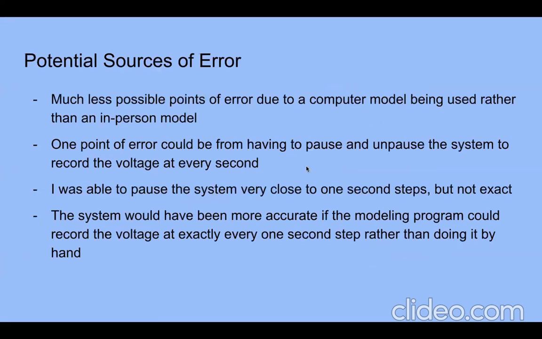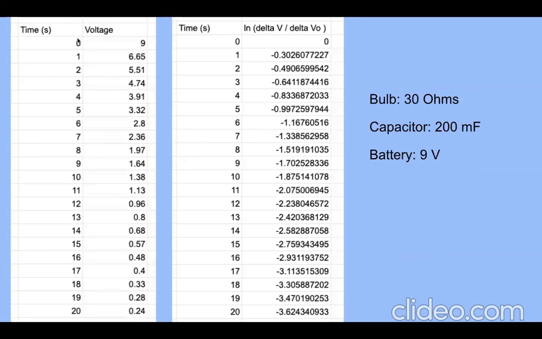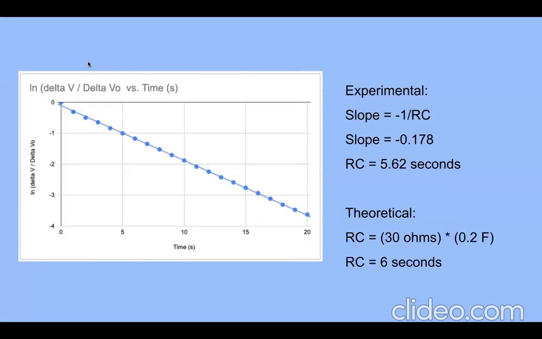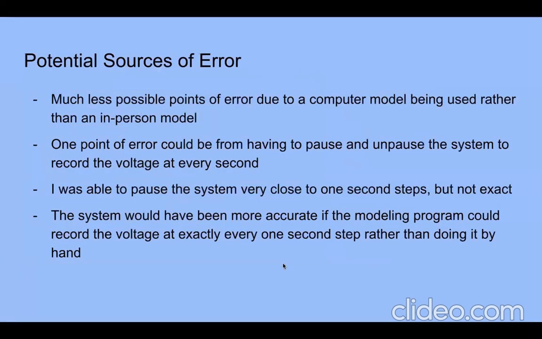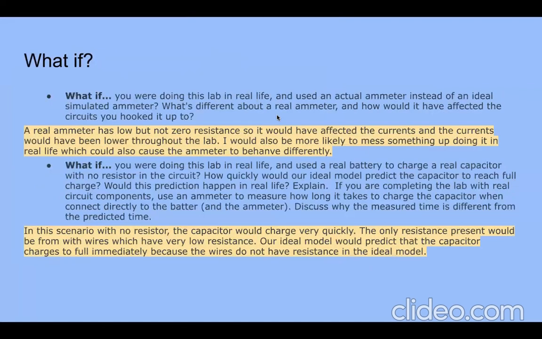And some sources of error. The main source of error that I have is that I had to click for each second rather than being able to press a step button. So I wasn't always getting exactly 1 second steps. So that'd be my only potential source of error, the main one I could find. And sources of error were low due to using a computer model.